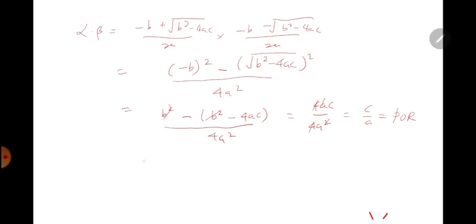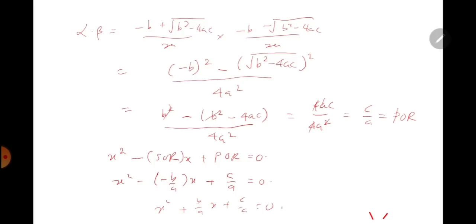Since every quadratic equation can be written as x squared minus sum of roots times x plus product of roots equals 0, and we just derived that the sum of roots is negative b over a and the product of roots is c over a, you get x squared plus b over a x plus c over a equals 0.